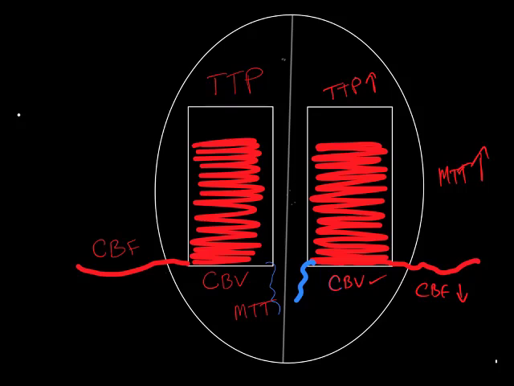Now we pay particular attention to the mean transit time or the time to peak because those are the more sensitive parameters for detecting ischemia. So cerebral blood flow might be normal, but if the TTP and MTT are abnormal, then that suggests ischemia and tissue that may be salvageable.